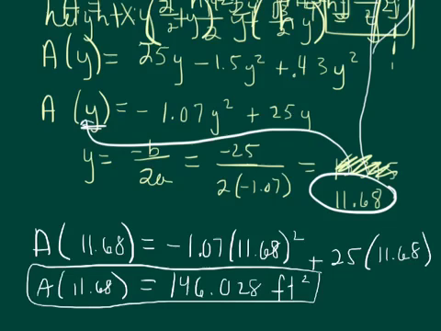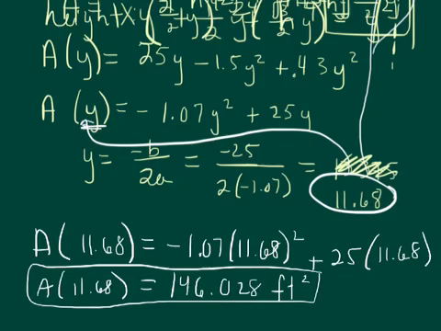Now, just to check, go to y1, please. Everybody go to y1 on their calculator and type the function in. So negative 1.07, and you've got to type x on the calculator, don't forget. So x squared. X is above the apps key. Plus 25x. Now, don't hit graph yet, please. Do not hit graph. Go to window, please.